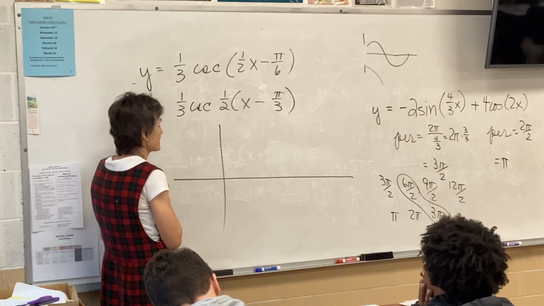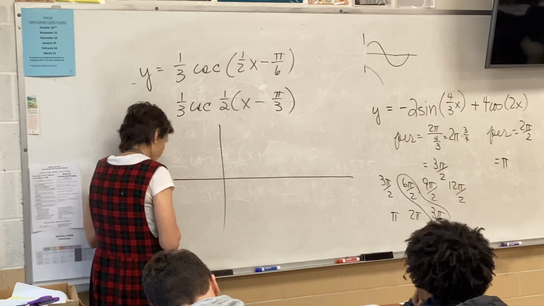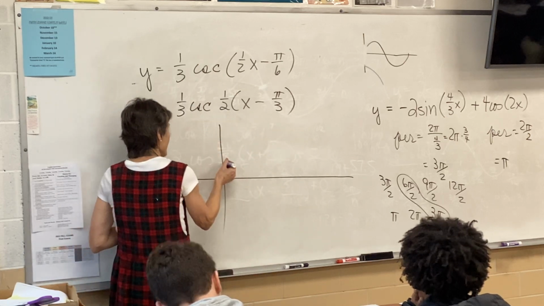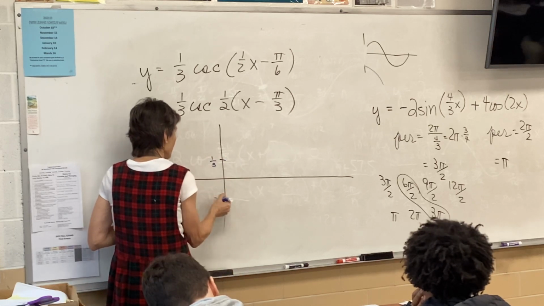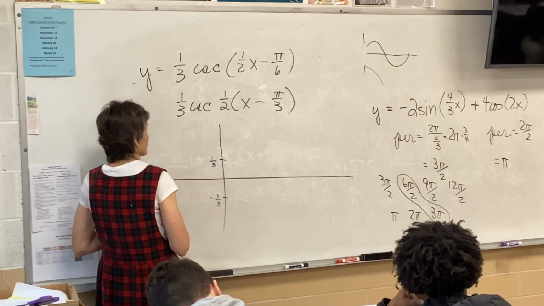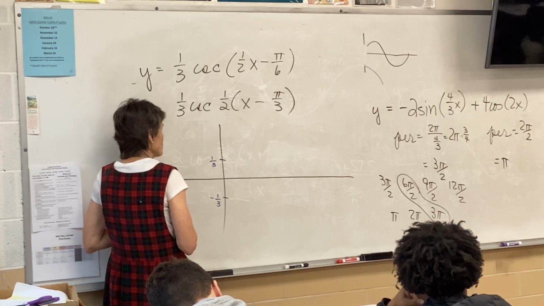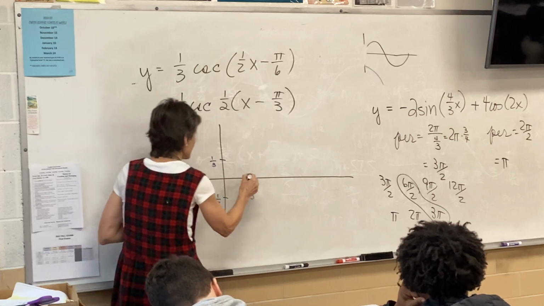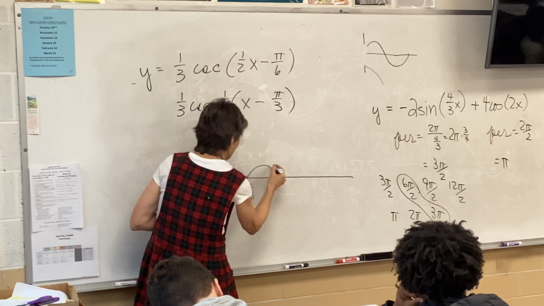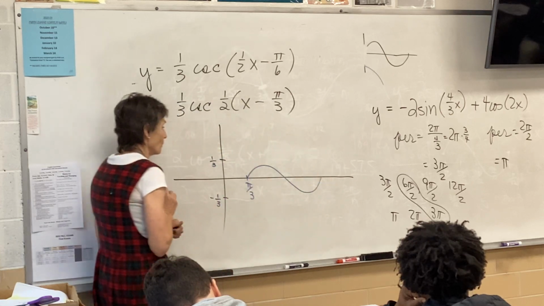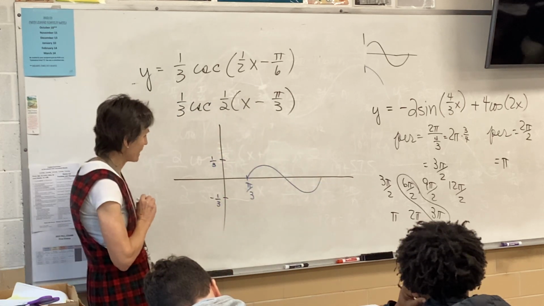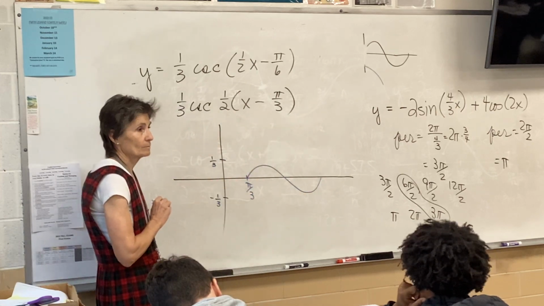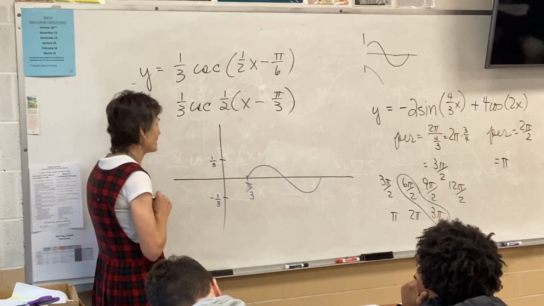So I'm going to think of this as a sine. So in my blue pencil, I'm going to graph a sine curve that has an amplitude of 1/3 and a phase shift of pi over 3. So it's a positive sine curve with an amplitude of 1/3 and a phase shift of pi over 3 and no vertical shift. So right there. Now, what's its period?